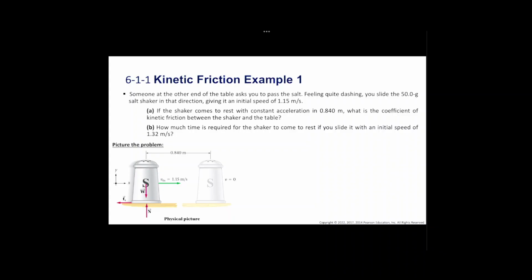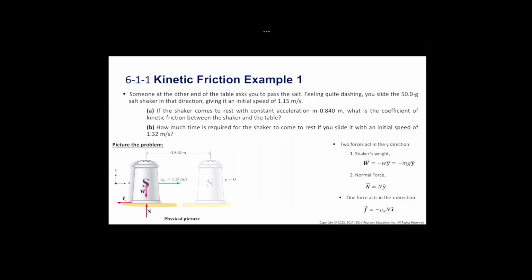Now there are two forces acting in the y direction. The shaker's weight, W, which is equal to mg, is in the negative y direction, because of that it is a negative value. The next one is the normal force N, and it is in the positive y direction. Now there's only one force acting in the x direction, the force of kinetic friction Fk, the friction force that opposes the direction of motion. Therefore it is negative, because it is in the negative x direction.